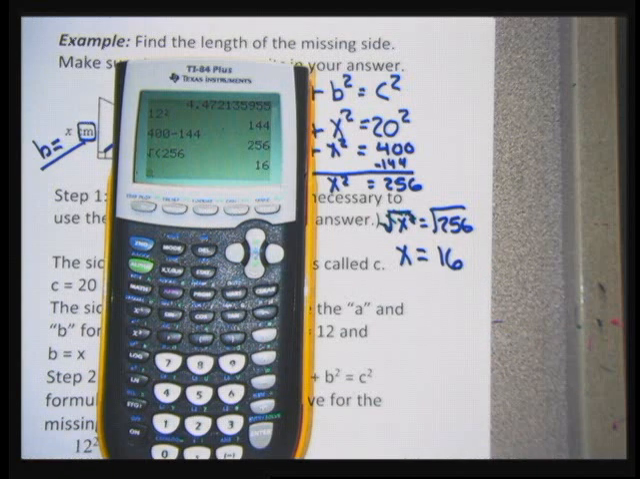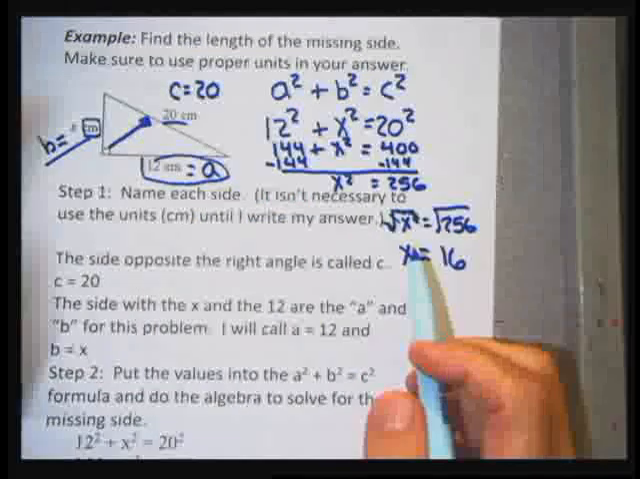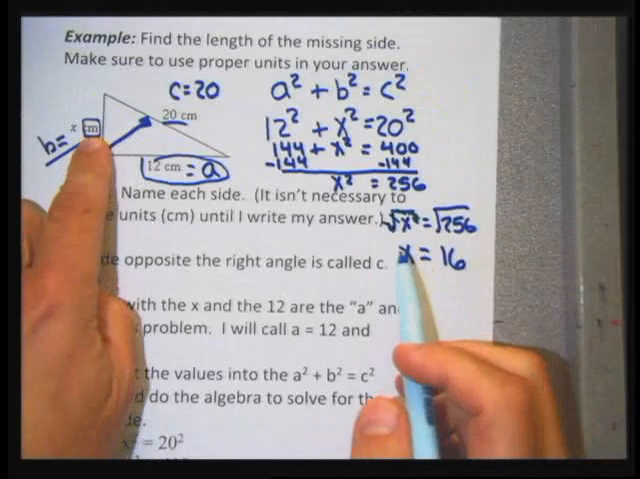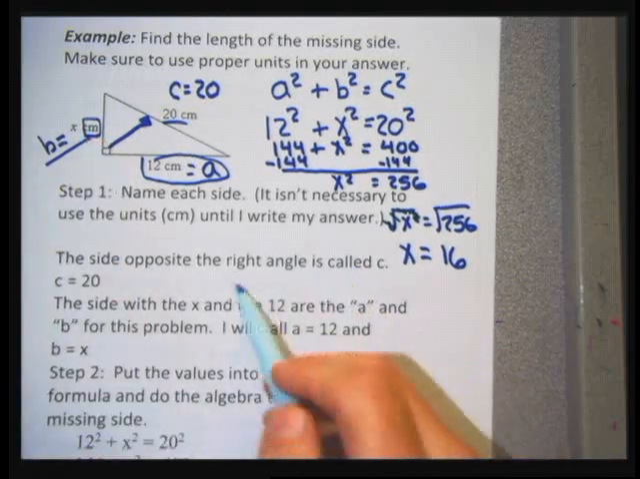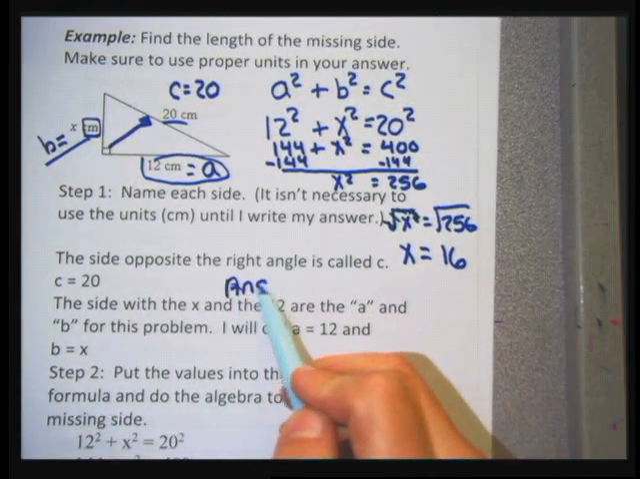And again, because the sides of the triangles have units and because we're working in a geometry section, I'm going to attach those units back to my answer. And lengths never have squares or cubes. The length is going to be 16, and it's going to be centimeters.